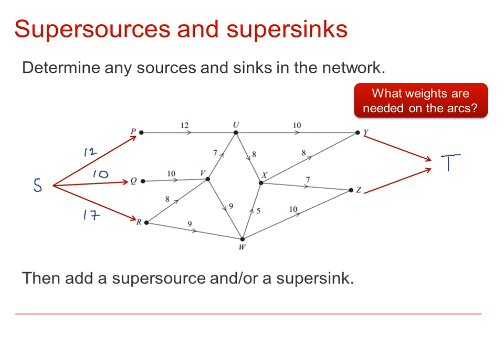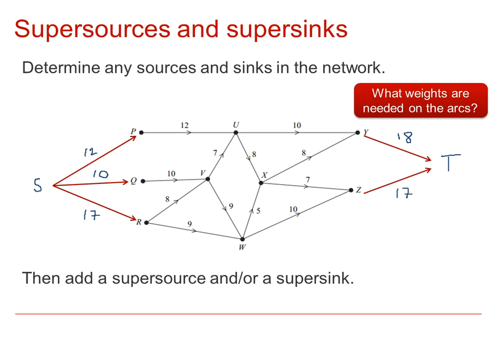Well, the one from Y to T has got to be sufficient to take the 10 and the 8 that are coming into Y. So that must be of capacity 18. And then the arc coming from Z to T has got to satisfy the 7 and the 10 which are coming into Z, so therefore a total of 17.